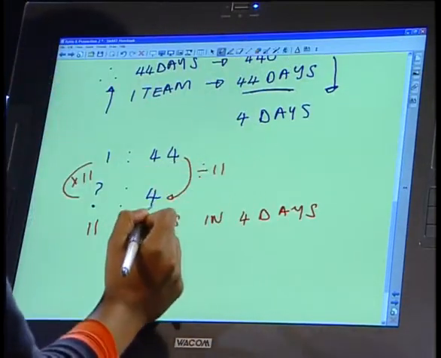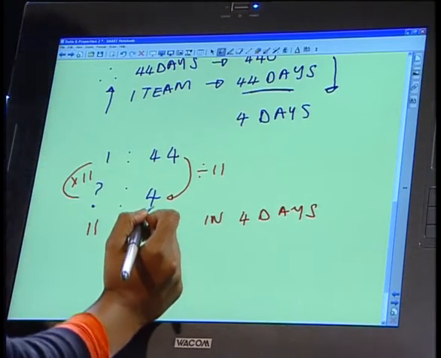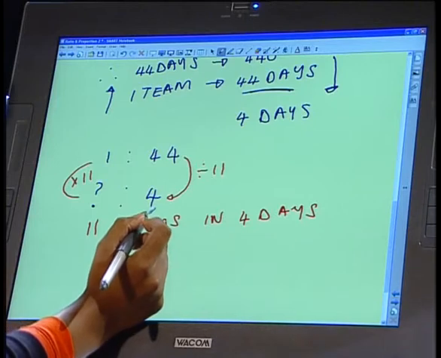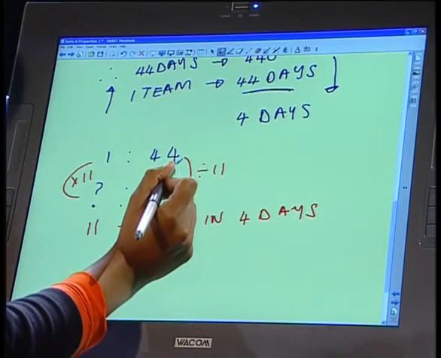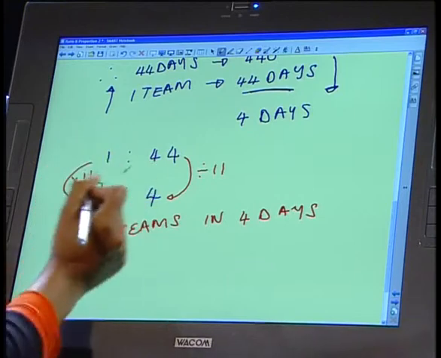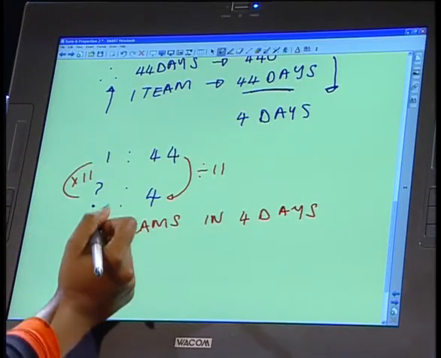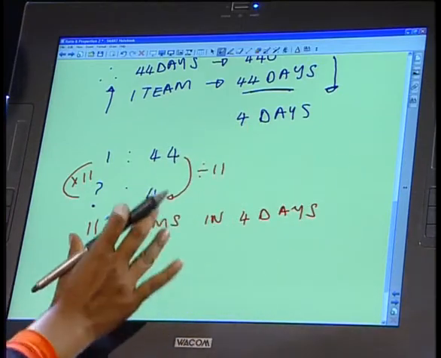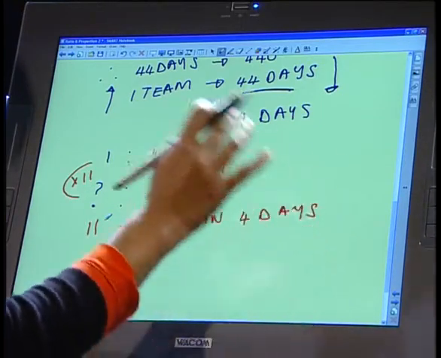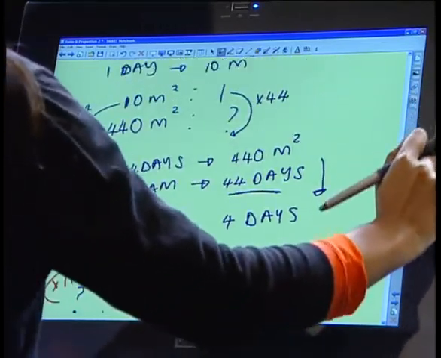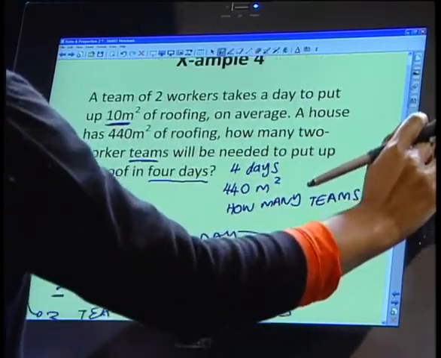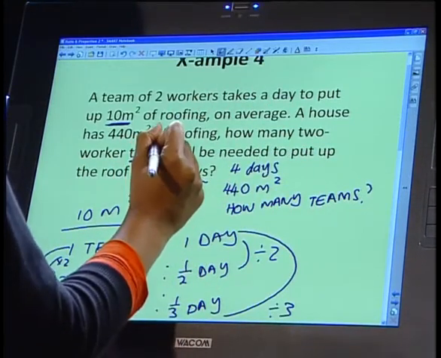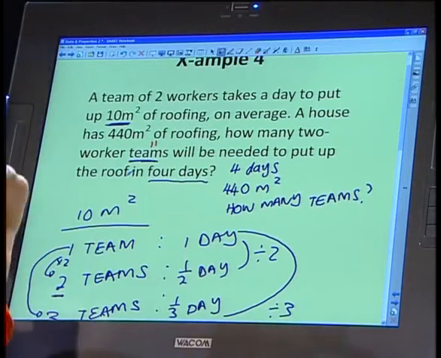If I want the job done in 4 days, I had to divide my number of days by 11 to get to 4. And because the teams and the number of days are inversely proportional, I had to times the number of teams by 11. So in actual fact, it will eventually take 11 teams 4 days to put up 440 meters squared of roofing. So we have in fact answered the question in full. How many worker teams? 2 worker teams. It would be 11 2 worker teams.